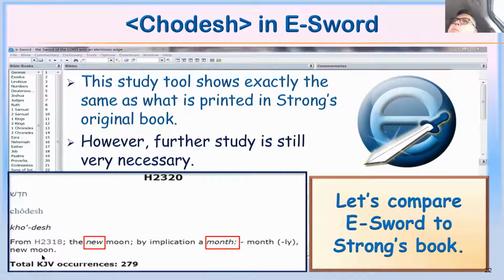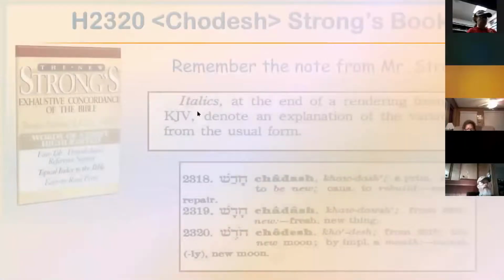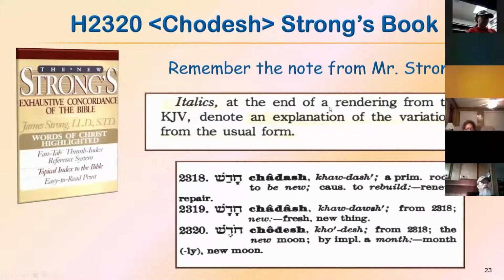So what I would like to do right now is compare eSword to what is actually in the Strong's book. See if eSword is exactly the same as Strong's. You think we should do that? Yes. Okay, here's Strong's. Remember that note from Mr. Strong that talks about the italics at the end of a rendering? Denotes an explanation of the variations. Now I've left here 2318, 2319, and 2320. This is right out of his book. I took the picture. Kodesh from 2318. Look what it has here. New in italics and month in italics.